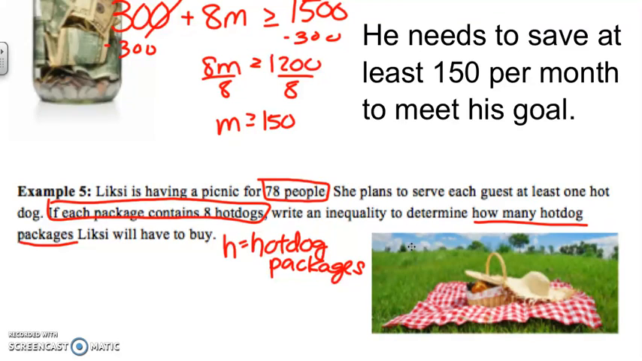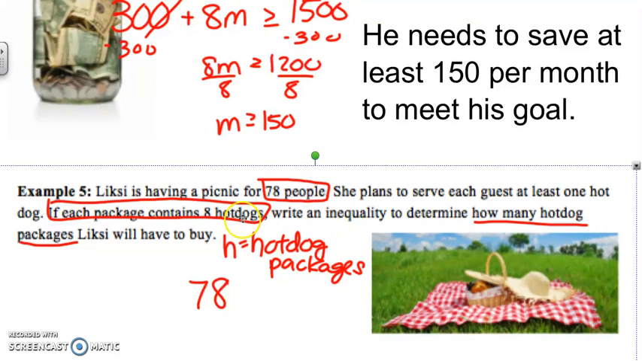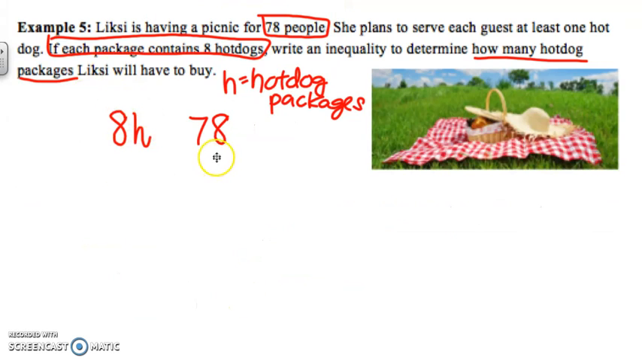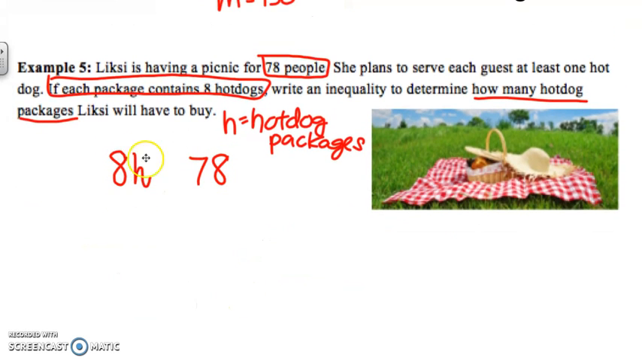All right, so we have 78 people. So I know 78 is going to go here. I know each package contains 8 hot dogs. So for every package, I'm going to get 8 hot dogs. But now I need to figure out the inequality. You need to ask yourself, which quantity should be bigger? Do I want the hot dogs that I buy to be bigger than the people? Yes, because if you don't buy enough hot dogs, you're not going to be able to feed enough people.